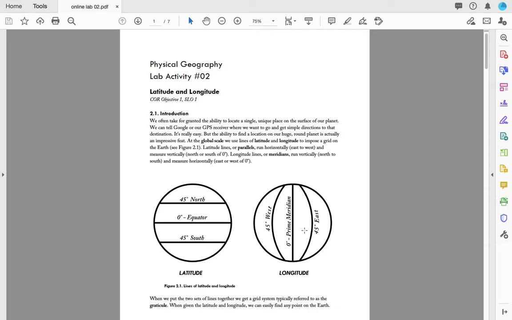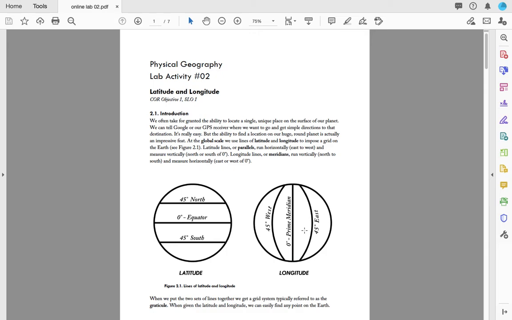So that's our 0 degrees running there, and then we go 1 degree east, 2 degrees east, 3 degrees east, and so on, and we go 1 degree west, 2 degrees west, and so on. And they meet on the other side at the international date line, which is technically at 180 degrees longitude. Okay, so all of your longitude values are going to be between 0 and 180, and they're either going to have an E for east or a W for west.